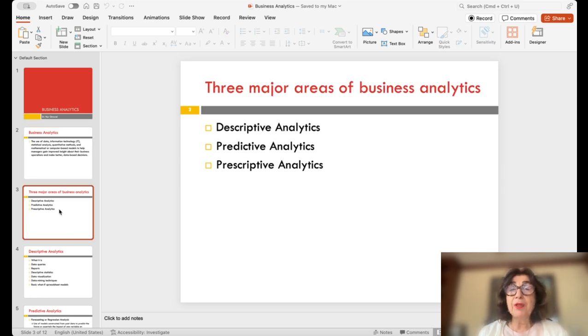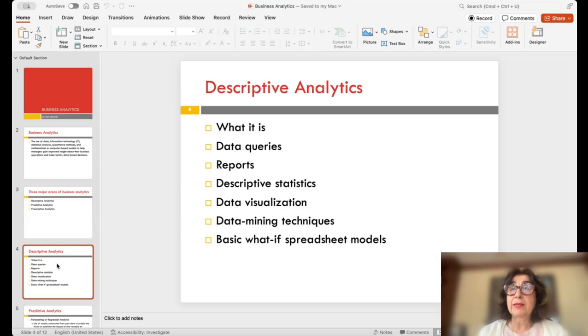Now, if we look into the major areas of business analytics, we can see that there are three major areas: descriptive analytics, predictive analytics, and prescriptive analytics. So let's one by one look into each of these areas and understand what we mean by them. So we can start with descriptive analytics.